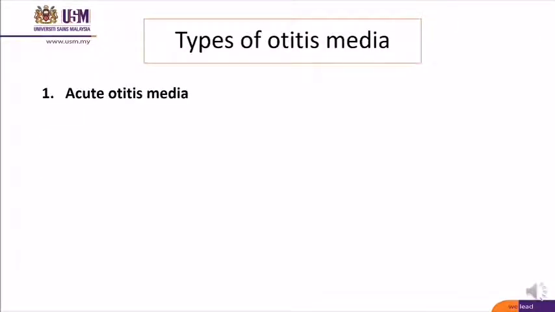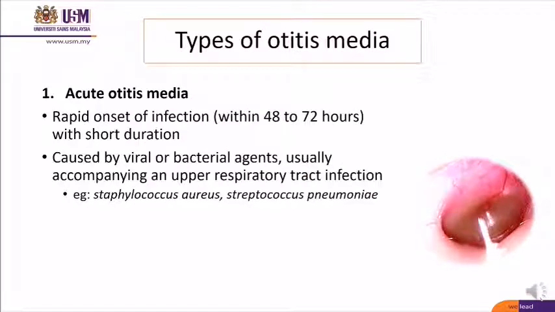Firstly is acute otitis media. Acute otitis media is a rapid onset of infection occurring within 48 to 72 hours prior to a medical appointment, and it will resolve quickly. The etiology of acute otitis media may be from viral or bacterial agents, for example, Staphylococcus aureus or Streptococcus pneumoniae. This usually happens following an upper respiratory tract infection.